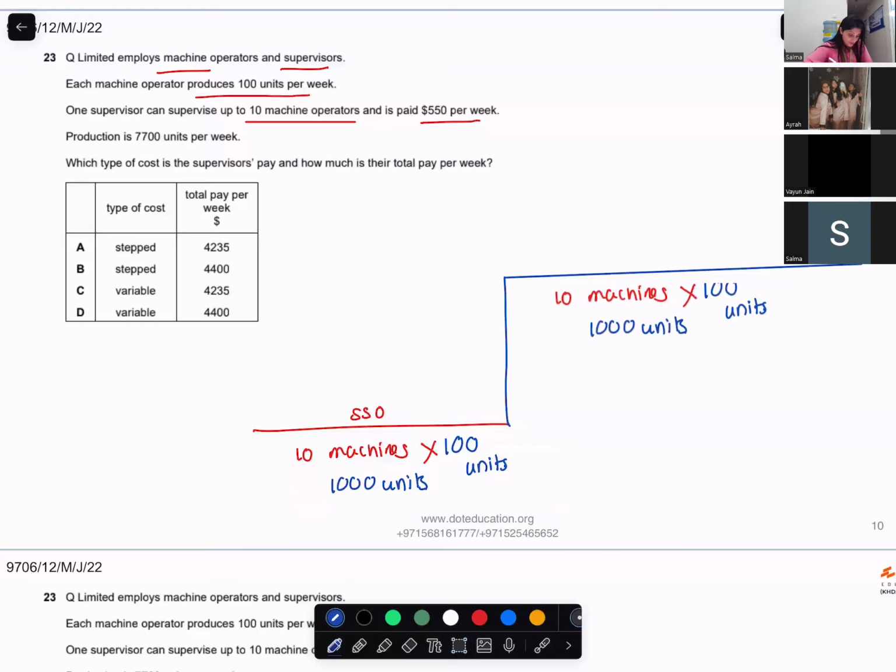Each machine operator produces 100 units per week. So I want total pay per week. First it is stepped cost, that is perfect. So 7,000. He's going to work for 7 weeks like this, right? 7 supervisors you will need? Yes. For how many units? 7,000 units.